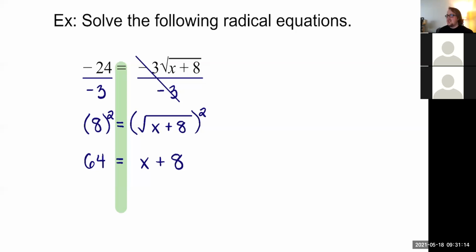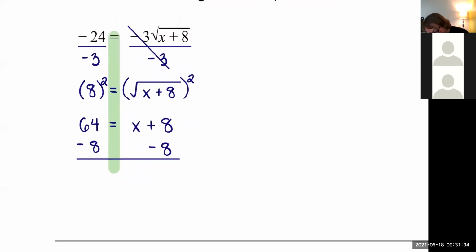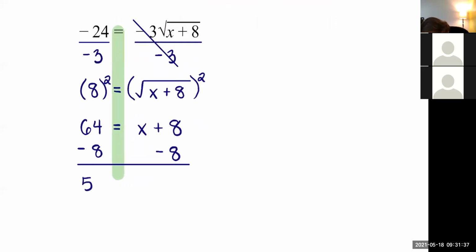So we run through our linear steps: no parentheses, no like terms, the variable is not on both sides. All I really need to do then is get the variable by itself. So I would subtract the 8. What did you say it was? 56. So I get 56 equals x. And again, to remain consistent, we would then just rewrite that as x equals 56.